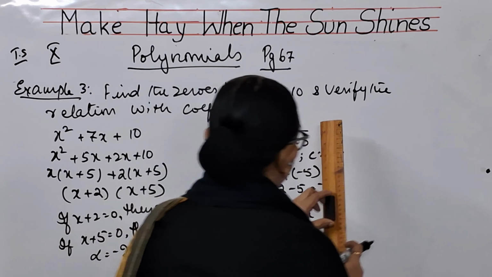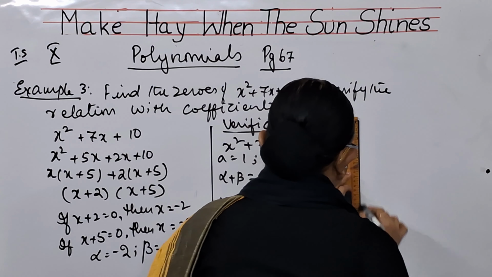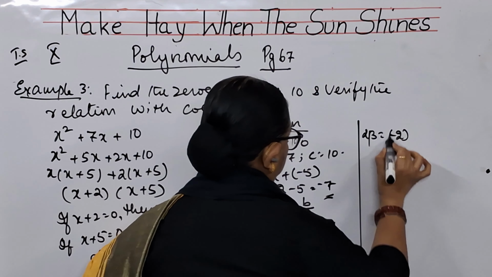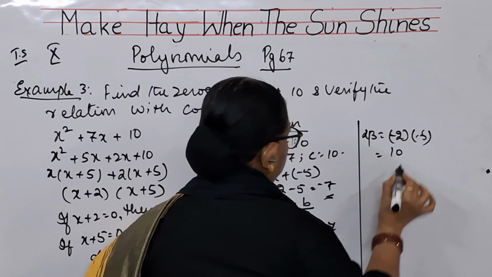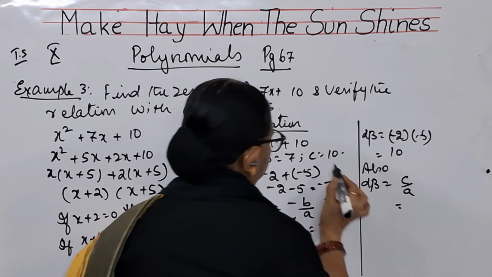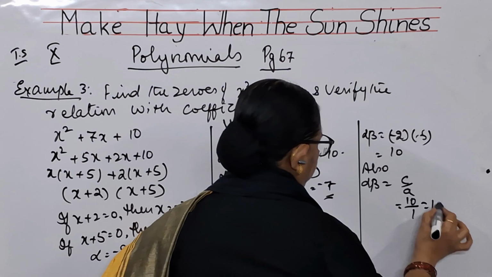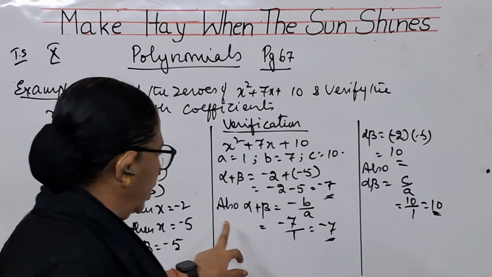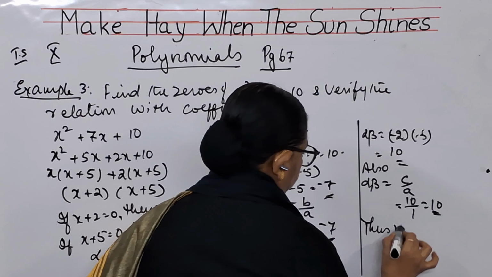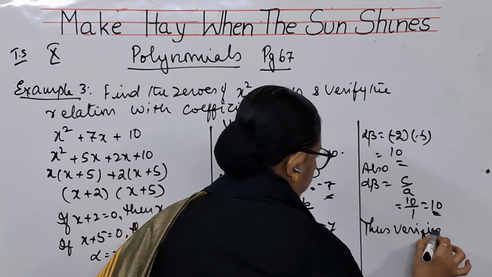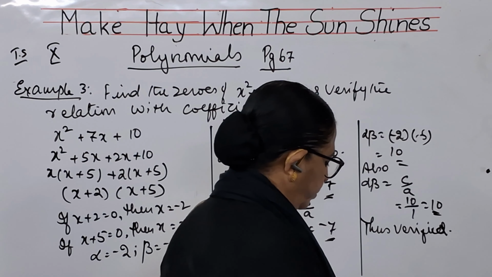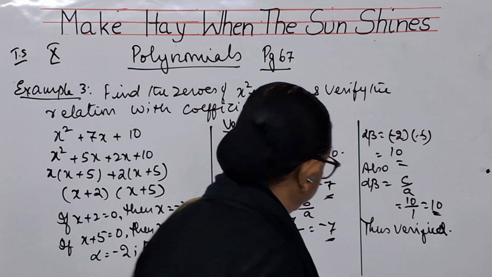Now we have to go for alpha into beta. Alpha into beta is minus 2 into minus 5, that is 10. Also alpha into beta is c by a. c is 10 by 1, that is 10. You can see, so you have verified alpha plus beta as well as alpha into beta. So this is the one, children, which you need to do. I hope you have followed. Write down this.